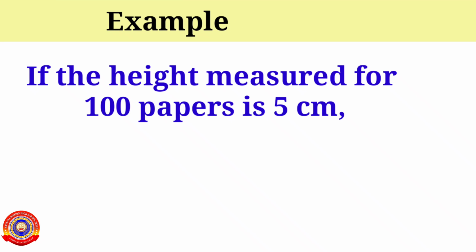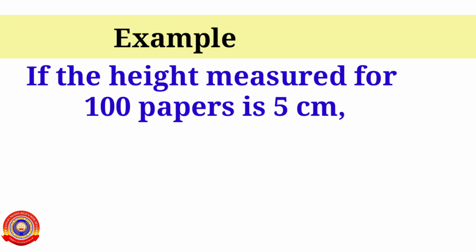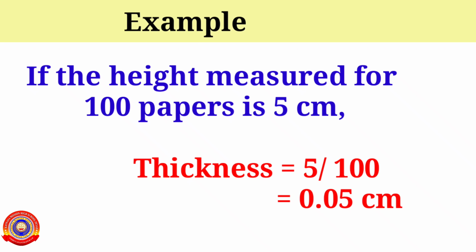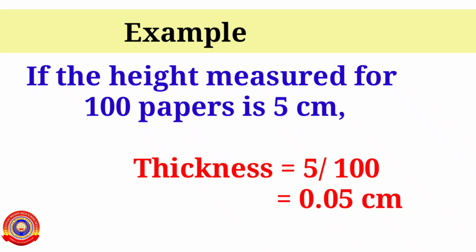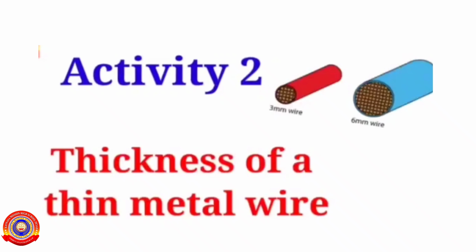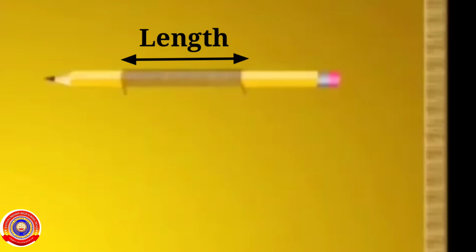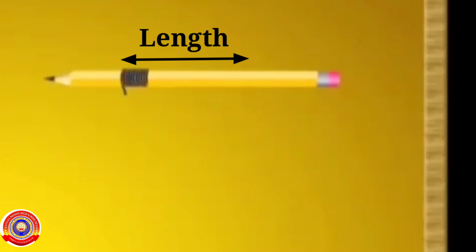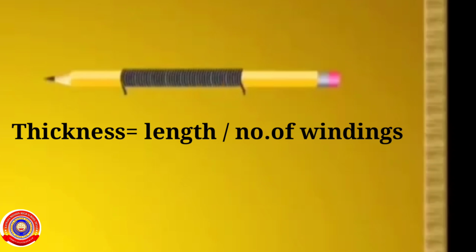For example, if the height measured for 100 papers is 5 cm, then thickness equals 5 divided by 100, that is equal to 0.05 cm. The second activity is to find the thickness of a thin metal wire. Wind the metal wire up to a particular length and count the number of windings. Divide this length by the number of windings, then we get the thickness of the wire.